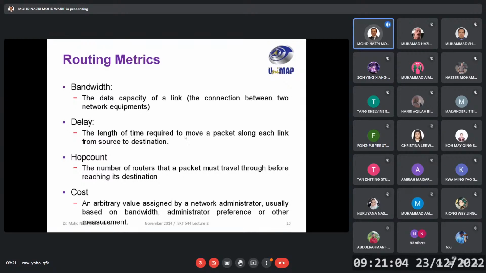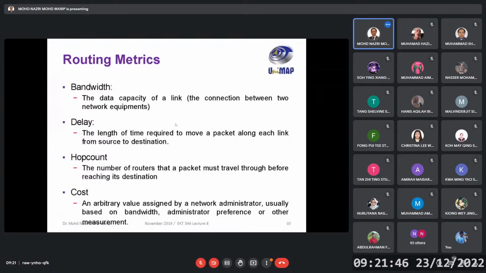Delay is the length of time required to move a packet along each link from source to destination. For example, you want to do routing between two routers, one maybe in Butterworth, one in Ipoh. The packet travels from Butterworth, Penang to Ipoh. That is the delay. How much is the delay? Maybe 100 milliseconds, maybe 10 milliseconds.